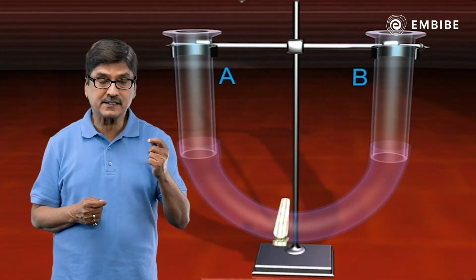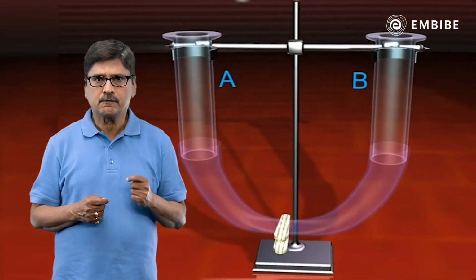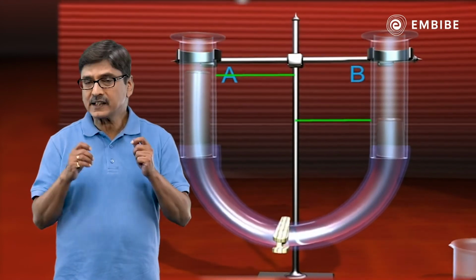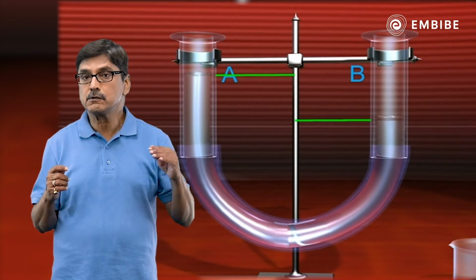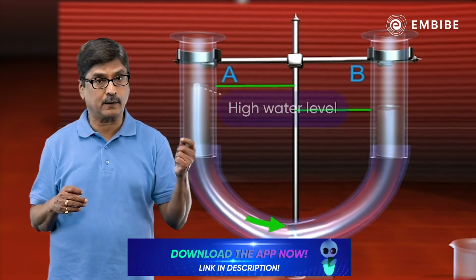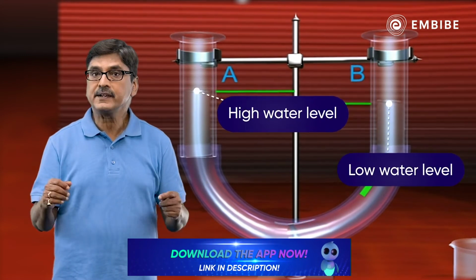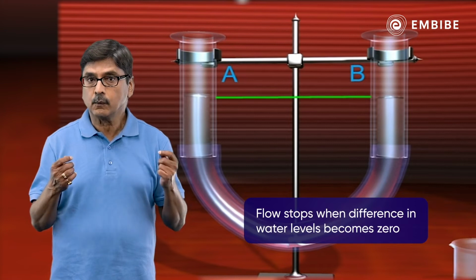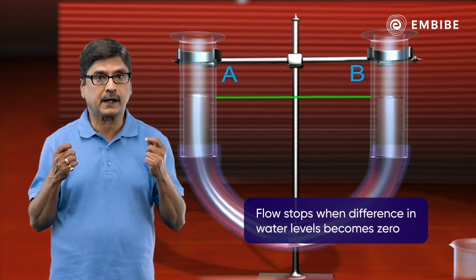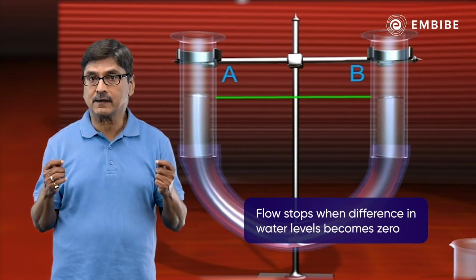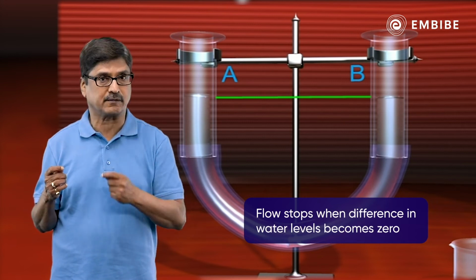Apply a clamp at the center of this tube. Fill water in both the tubes up to different levels. Now, if the clamp is removed, water begins to flow through the rubber tube. The water flows from tube A having high water level to tube B having a lower water level. Water stops flowing when the water level in both the tubes becomes equal. That means when the difference in the water level of both the tubes becomes zero.